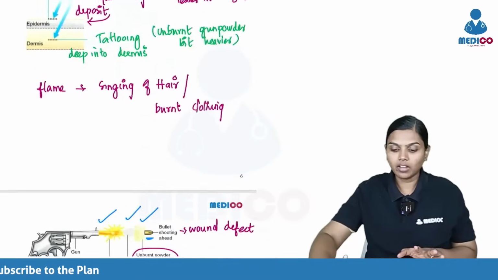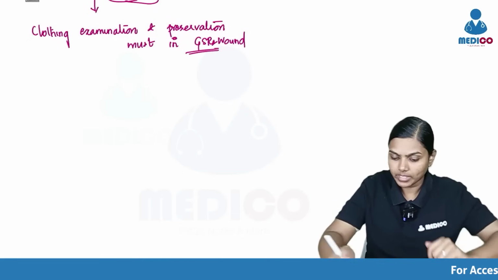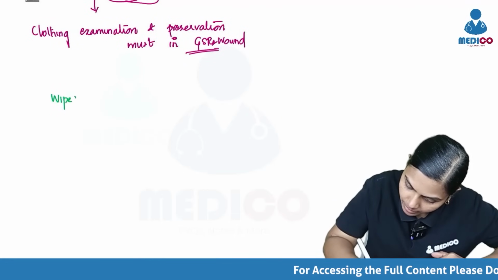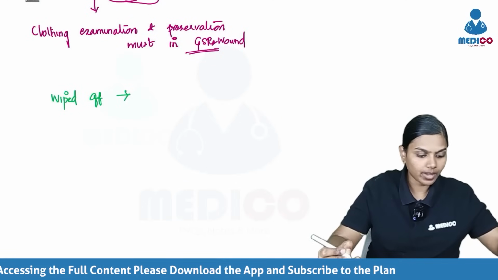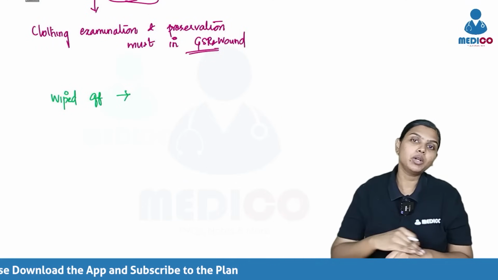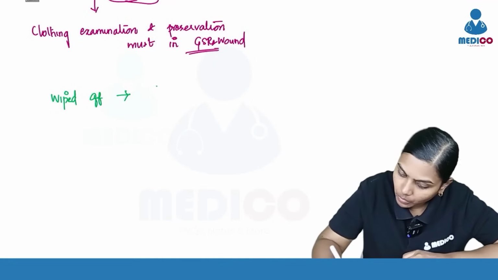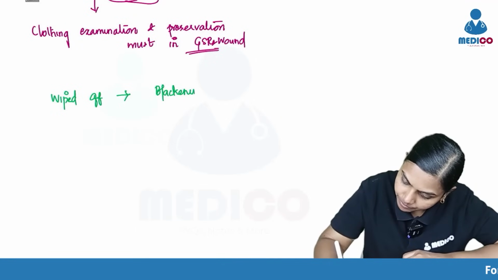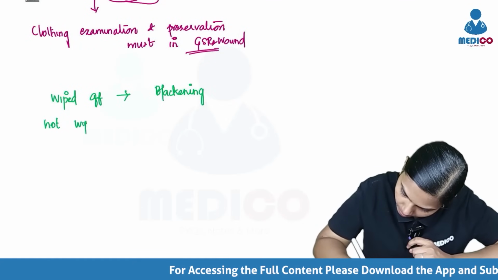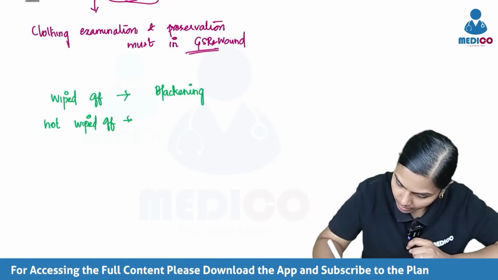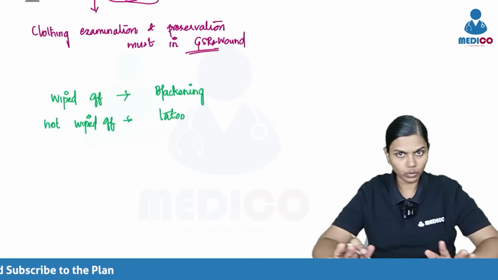Now tell me, I have told you that blackening is seen over the epidermis and tattooing over the dermis. Now my question is, which can be wiped off, blackening or tattooing? Whether you will be able to wipe off blackening or tattooing. Yes, you will be able to wipe off blackening because it is seen over the epidermis. If it is not wiped off, it is tattooing. Clear? So this is the thing about blackening and tattooing.